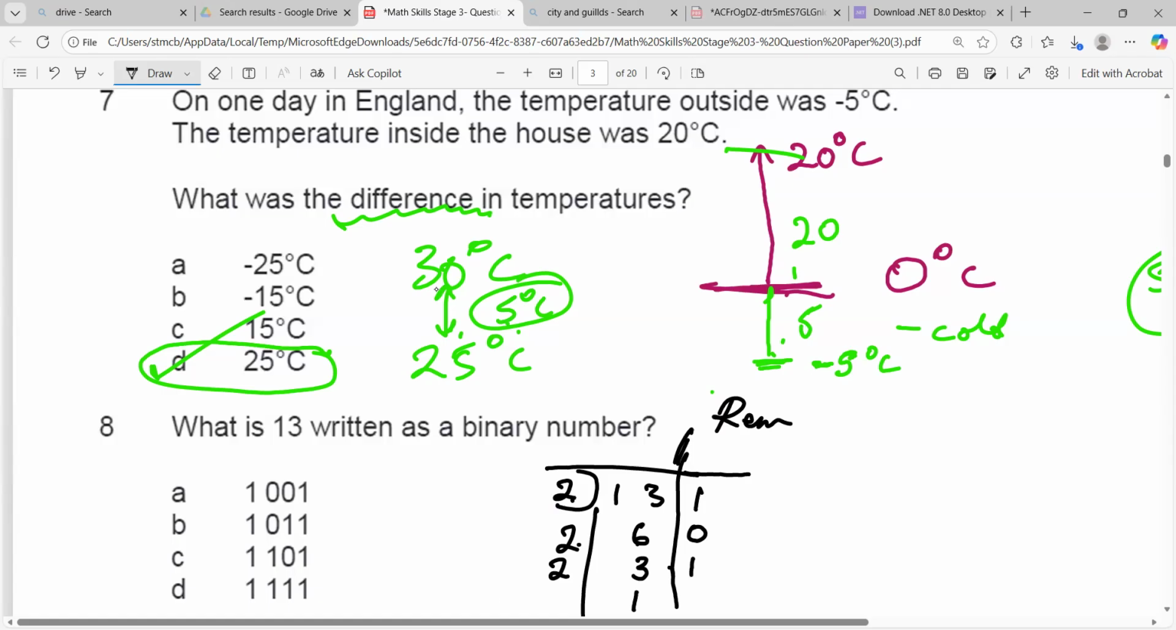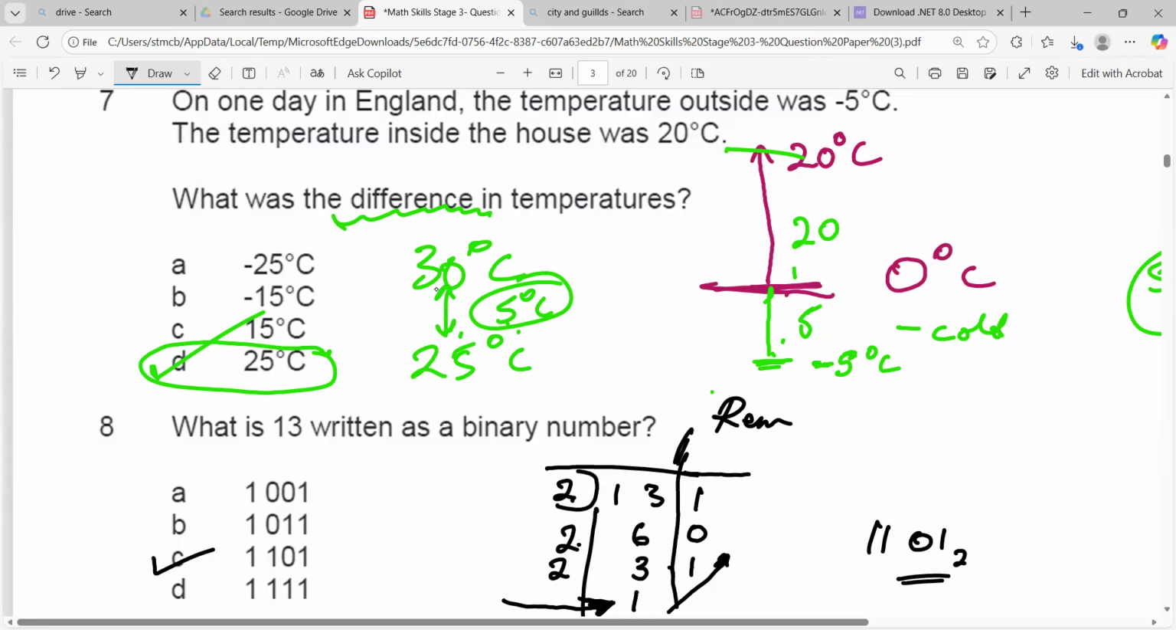And how do you read the answer? By the way, when you reach 1, you stop. Going into decimals, 2 into 1 is 0.5. So you read the answer in this direction, up. So it will be 1101 base 2. They don't put the 2 there, but yeah, so it's actually C.